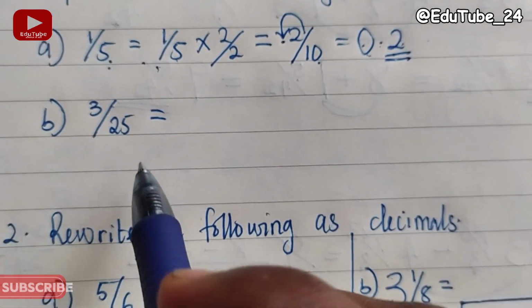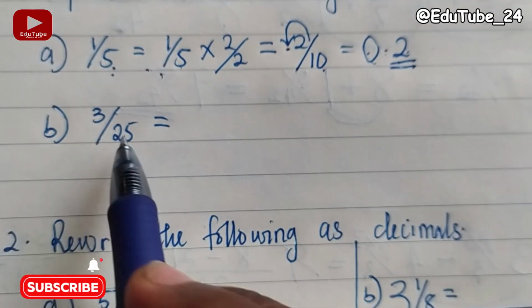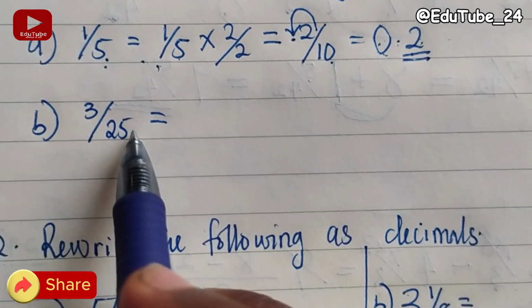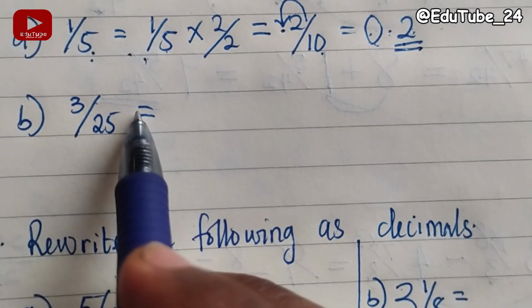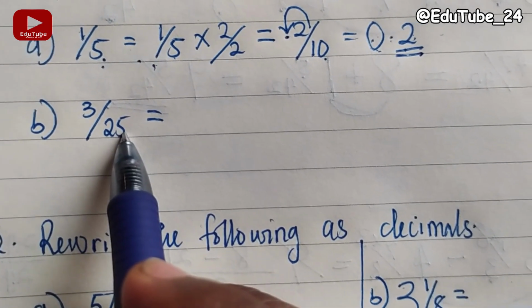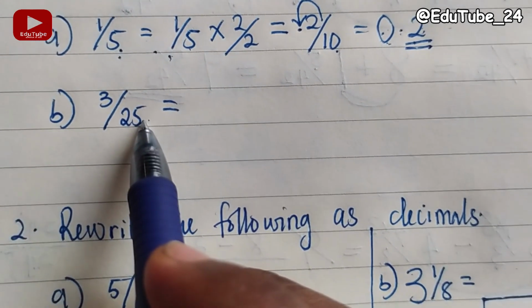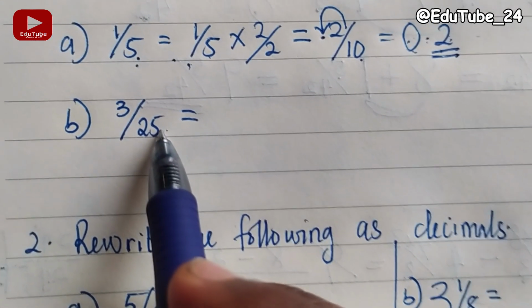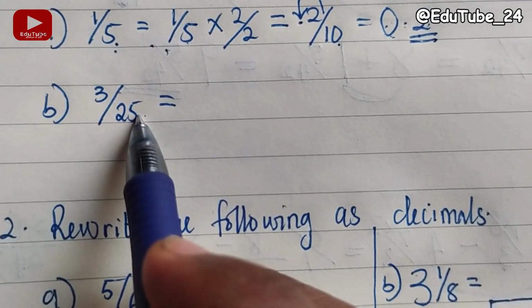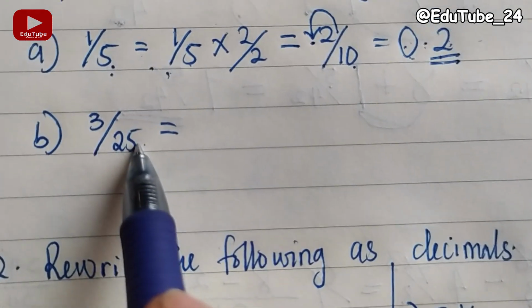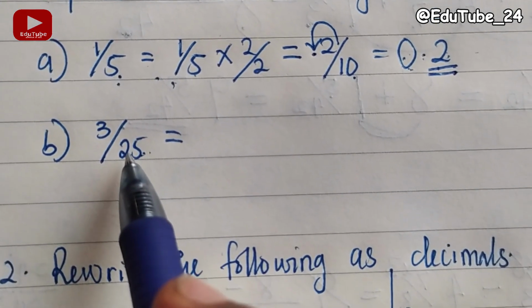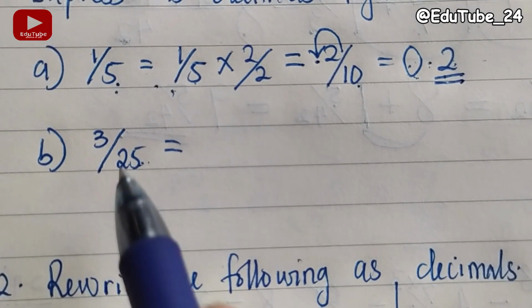Now for the second example, like we did in the first example, look at the denominator and think of a multiplier that will multiply 25 to give us 10 or powers of 10. Of course 25 is greater than 10, so the next power of 10 to consider is 100. One number can multiply 25 to give us 100, and basically that number is 4. So our common multiplier is 4.